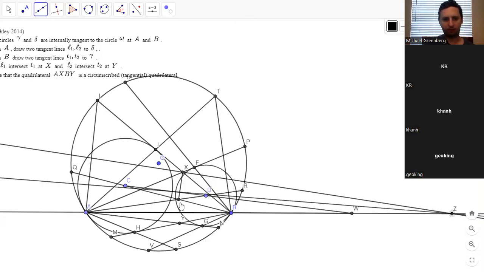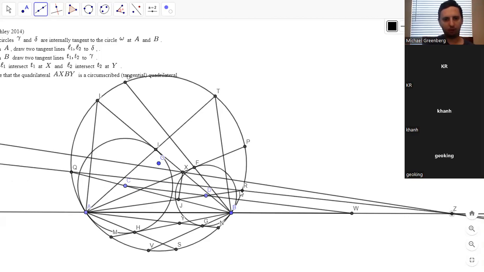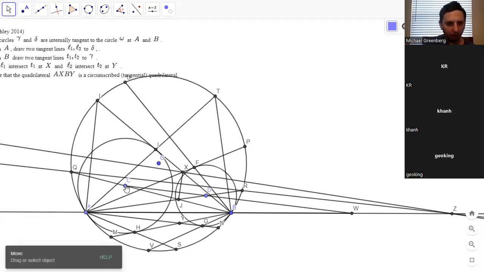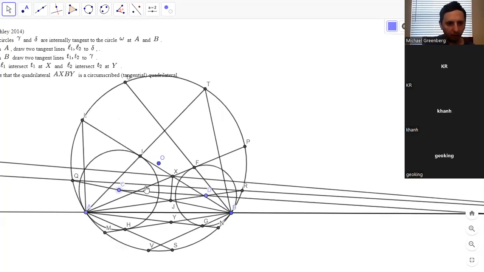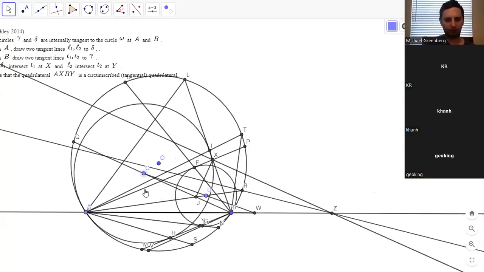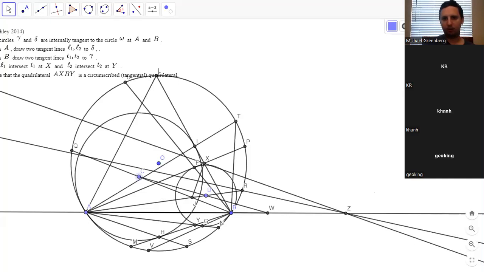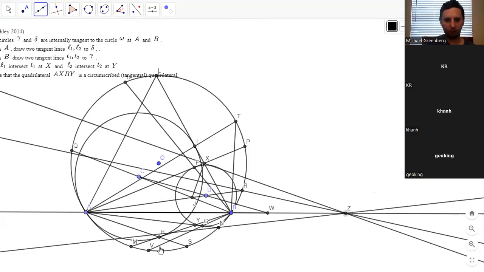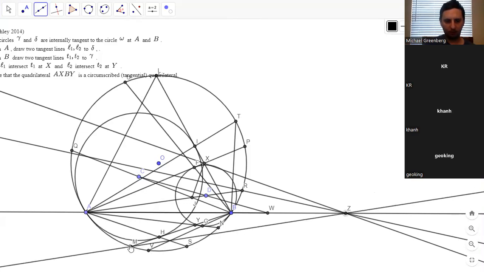Let's see if anything else. QR. QR looks like it does pass through that. I think. Let's see. Oh no, QR doesn't pass through it. Thought it did, but it doesn't look like it. Let's try a little bit more. I don't know. I doubt these concur.